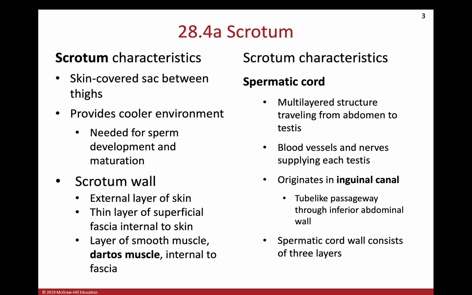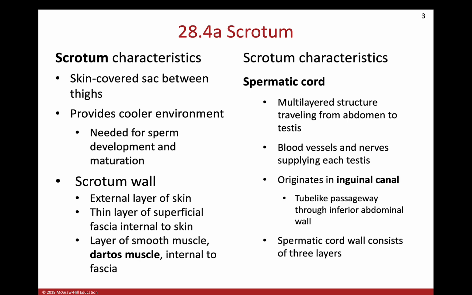The first structure we'll address is the scrotum, a skin-covered sac between the thighs that houses the testes. It primarily provides a cooler environment, which is absolutely necessary for the development of sperm and maturation. The scrotum wall has an external layer of skin, a thin layer of superficial fascia internal to the skin, and a layer of smooth muscle, the dartos muscle, which is internal to the fascia.